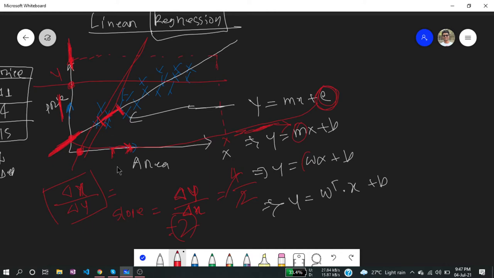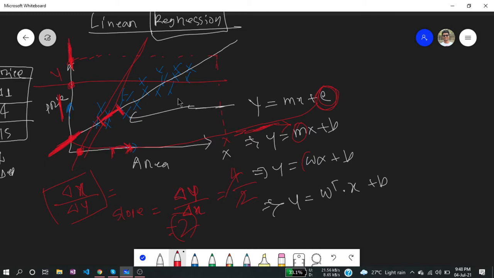But how can we find our best fit line? So in this, which line would you prefer to keep? The first one, the white one, right? Yes. Why will you consider this white line? Because this line is covering more data points.